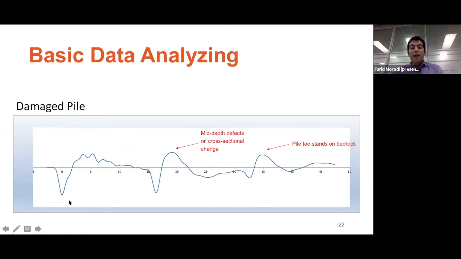Another example: let's say we got this result from a damaged pile. The first peak was because of the hammer impact. The last one was the reflection from the pile end. But a reflection in the middle can be correlated to a loss in cross-section or any defects. At least we know that between the impact and the end of the pile, we have something, but we need to come back and figure out what. That's such a high amplitude peak between the hammer impact and the end of the pile.